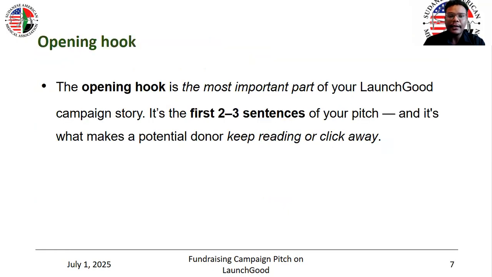The second part of the campaign is the opening hook, and I think this is really the most important part of the LaunchGood campaign story, because those first 2 to 3 sentences make the potential donor either keep reading and donate or click away. This is the sentence that grasps the attention of the donor and engages them immediately in your campaign. So please make sure to have this opening hook done right.